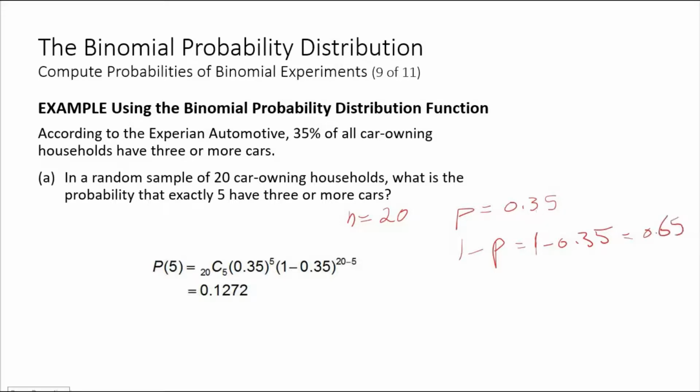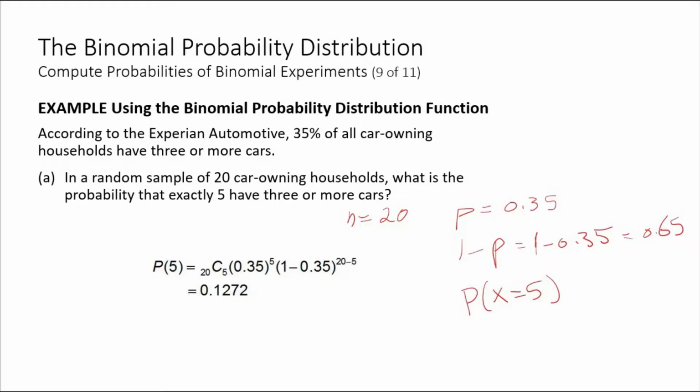0.65. The next thing we want to determine is we want to find x. In this case, we want the probability that exactly 5, so x is equal to 5, have 3 or more cars. So exactly 5 households have 3 or more cars. To compute that, we have x, we have p, we have n. We're going to apply that to our formula.